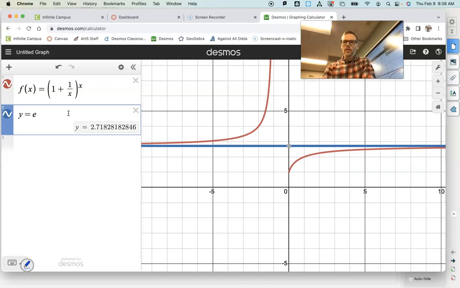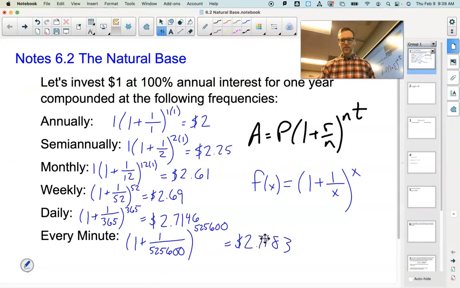E is a special number. It's an irrational number that shows up in mathematics so often that it gets its special name. And mathematicians have decided to call it e. I shouldn't say mathematicians. I believe Euler, spelled E-U-L-E-R, that mathematician, is who the number e is named after. It's about 2.718. It's about that, isn't it?